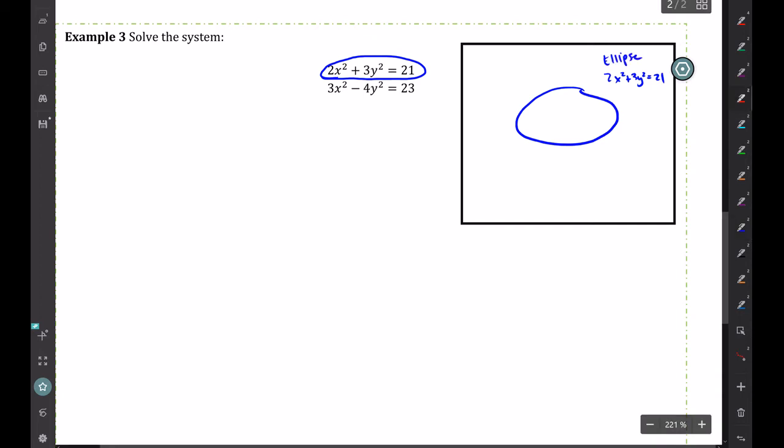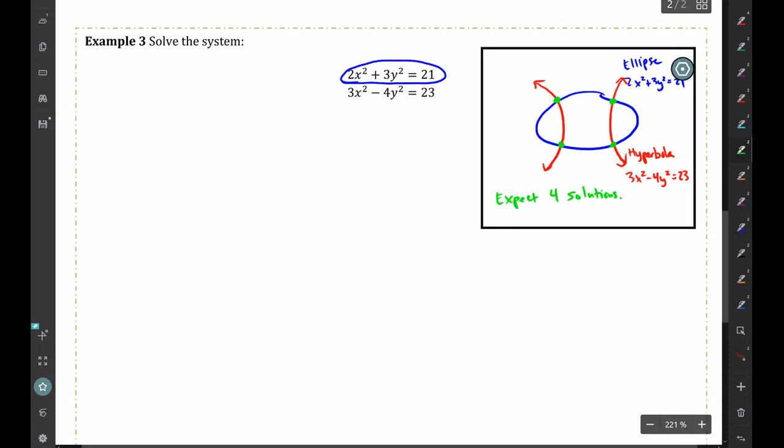And the other one is a hyperbola. And that is 3x squared minus 4y squared equals 23. So all I'm going to say is that it looks something like that. And so our guess here would be that we'd get 4 solutions. So that's this guy.